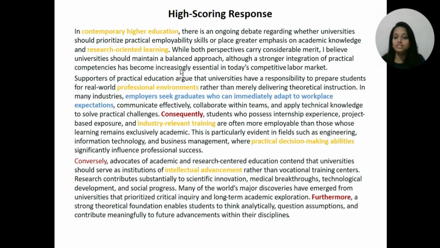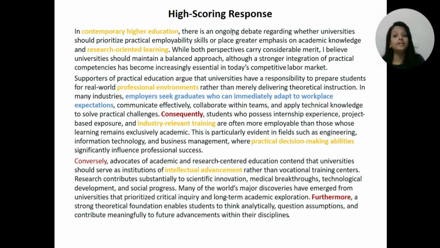The first one is about the sophisticated vocabulary. You have to notice the lexical control: contemporary higher education, research oriented learning, professional environments, industry relevant training, practical decision making abilities, intellectual advancements. Okay, can you see all these phrases? So here the vocabulary sounds natural, academic, and mature. It's not memorized or not forced and even not robotic. So this one is critical.